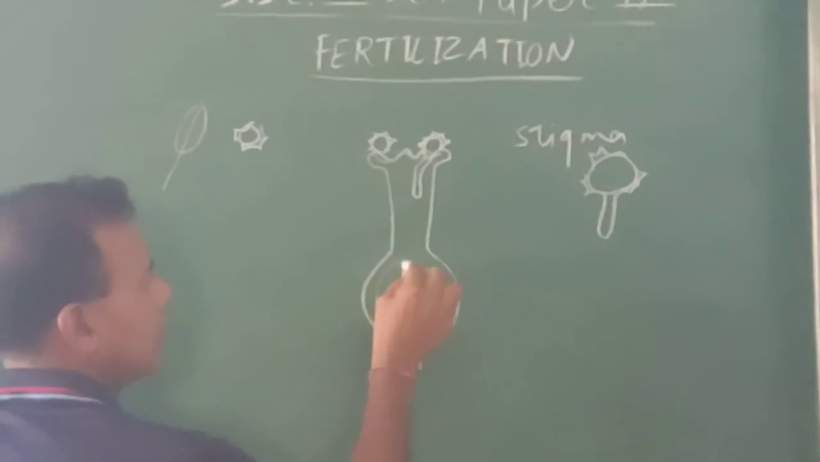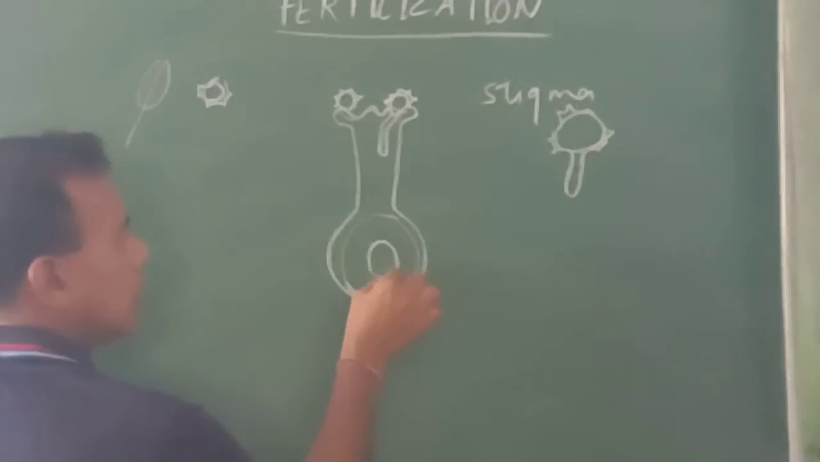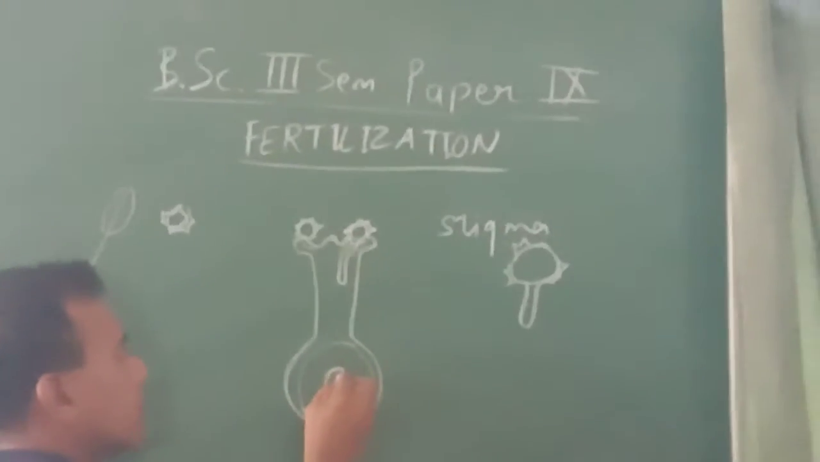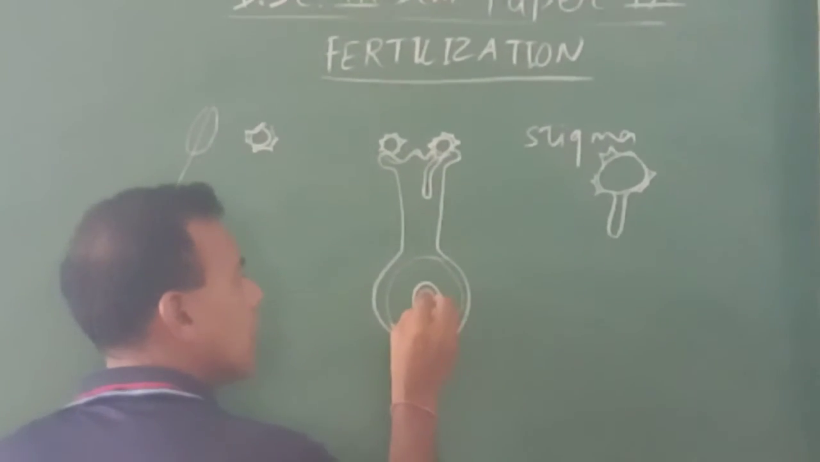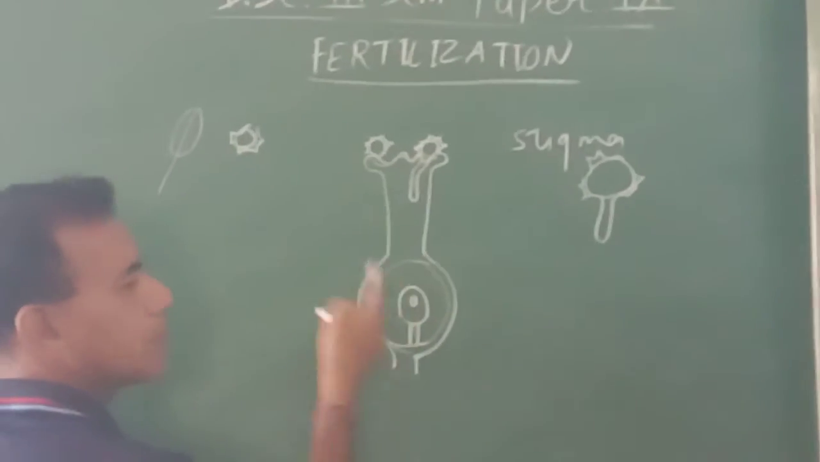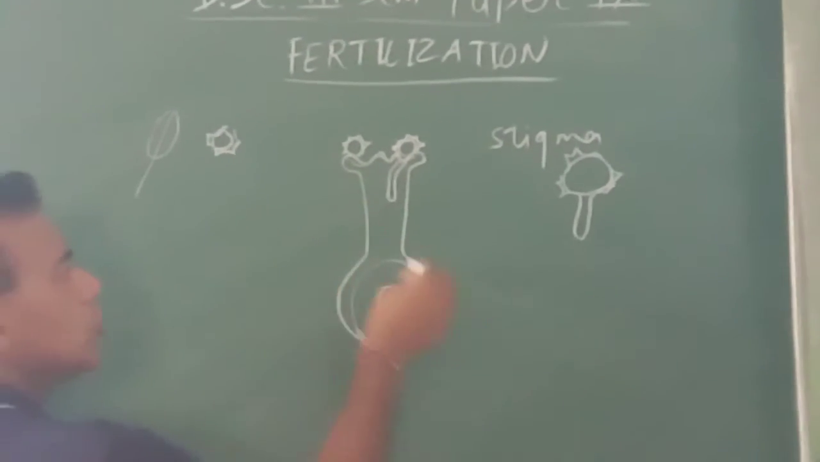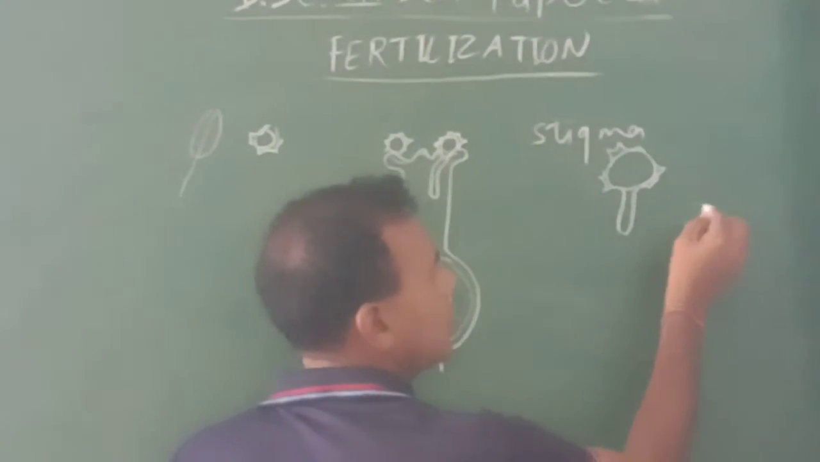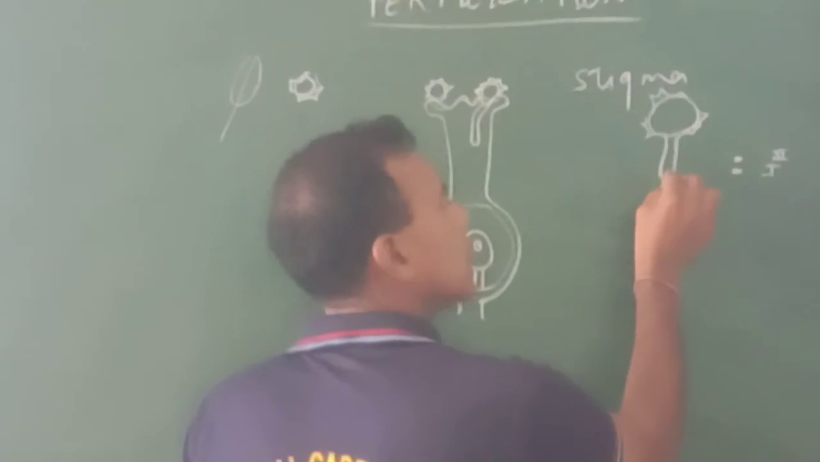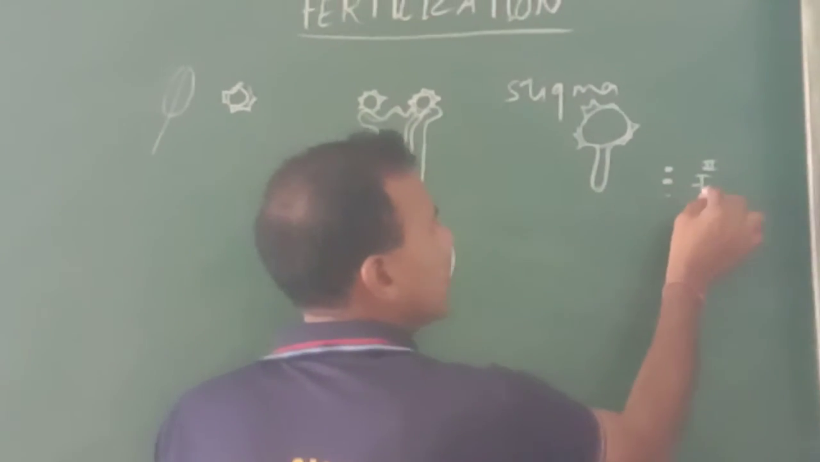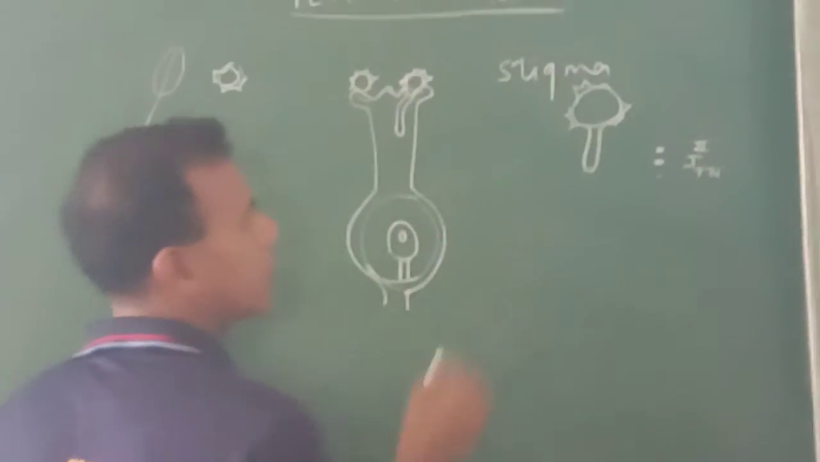Now this is the ovary and this is the ovule, and inside this ovule there is the female gametophyte or embryo sac, in which lies the female egg cell which participates in fertilization. Now this pollen tube is carrying two sperm cells, sperm cell 1, sperm cell 2, and the nucleus at the tip is the tube nucleus, the nucleus which is responsible for making the pollen tube.